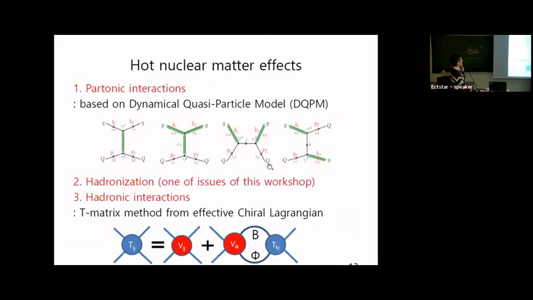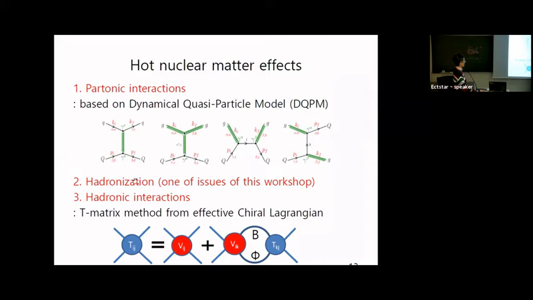And in heavy ion collisions, we should also include hot nuclear matter effects, which include partonic interactions and hadronization and hadronic interactions. For partonic interactions, we use the so-called dynamical quasi-particle model. In this model, heavy quark interacts with massive off-shell quarks or massive off-shell gluons. The strong coupling depends on temperature, and the exchanged gluon is an off-shell massive gluon, so we don't have any divergence problem.